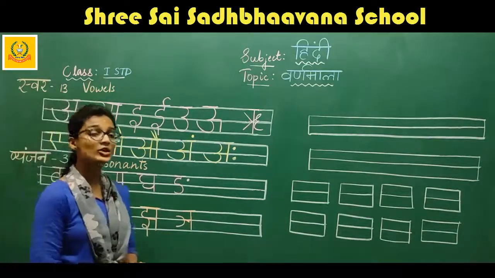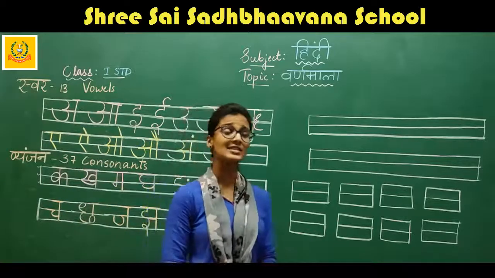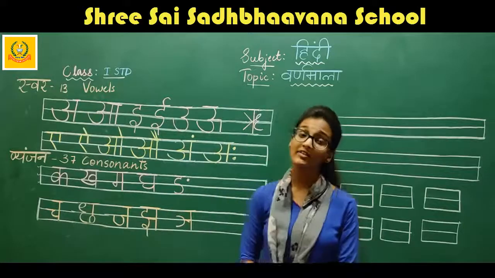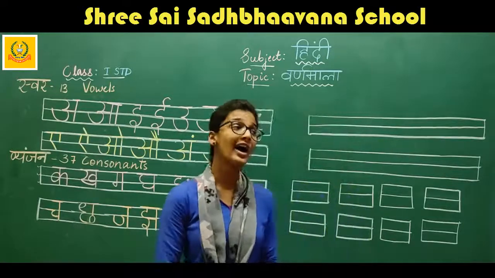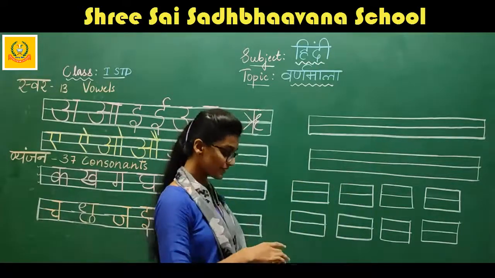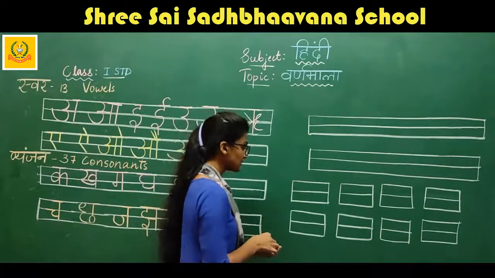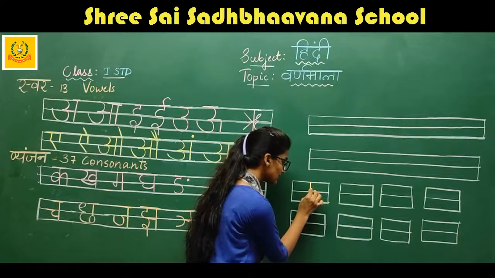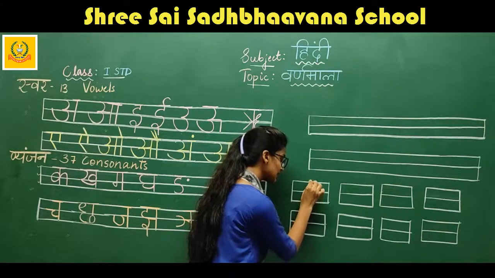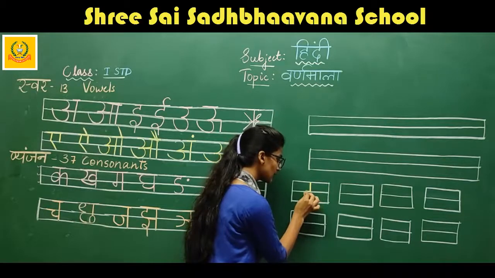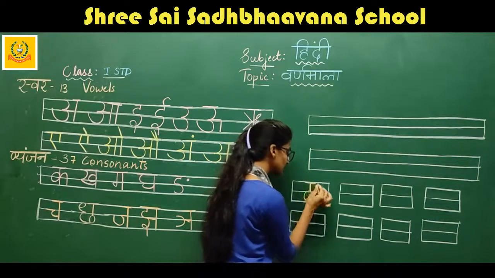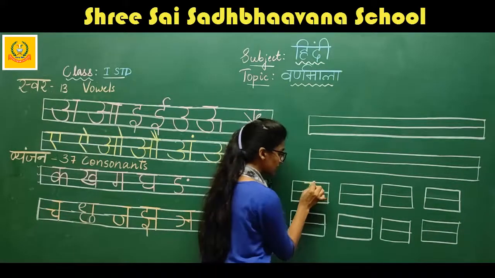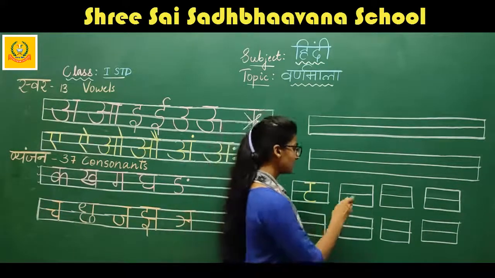So, children, today in this class, we'll be learning next two varg. That is Ta varg and Tha varg. How to write Ta? First, how to write Ta? One sleeping line, one standing line, one C. Ta. One standing line and one C. And one sleeping line. Ta.